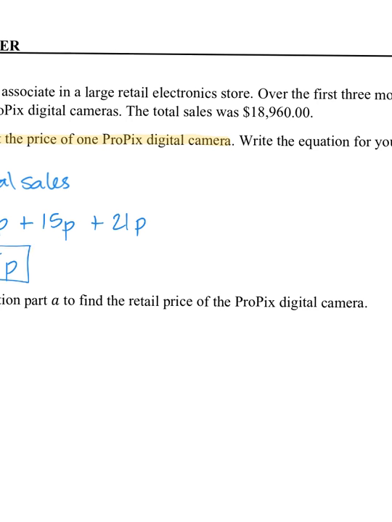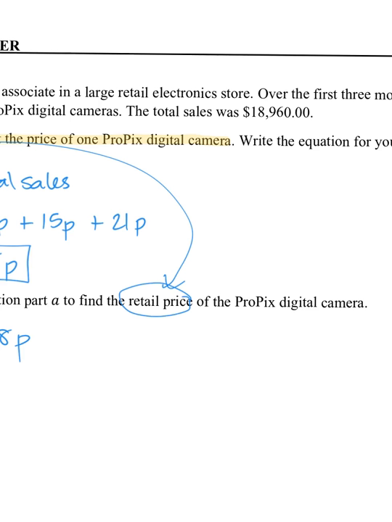So for B, we want to solve this equation to find the retail price of the Propix digital camera. So you want to solve to find retail price, and retail price was P. So we want to solve T equals 48P for P. But once again, we run into the problem where we have two variables in this equation. We can't solve for P if we don't know what T is. Do we know what T is? Well, yeah, try reading the problem and see if you can determine what T is.